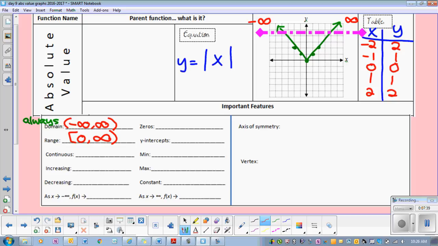Now, guys, is this continuous? Yes, good. You don't have any holes or gaps or breaks in this graph, right? Okay. So, yes, it's continuous.